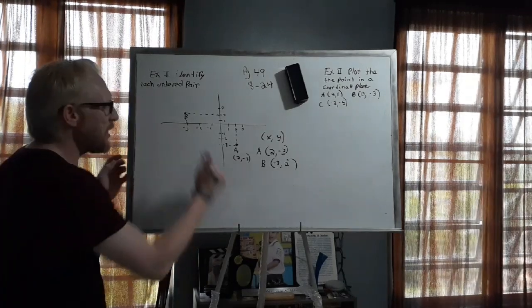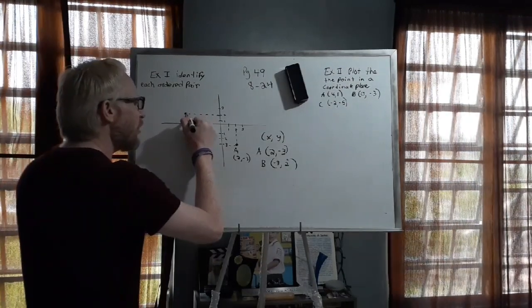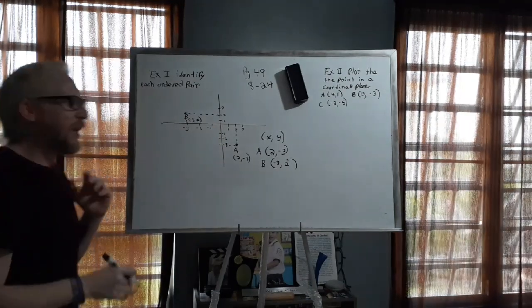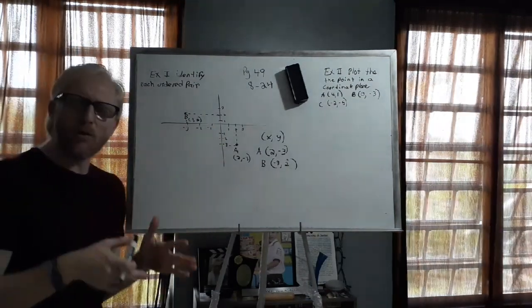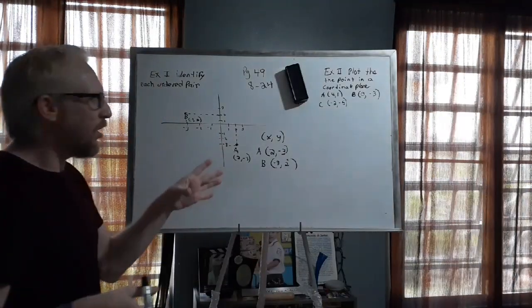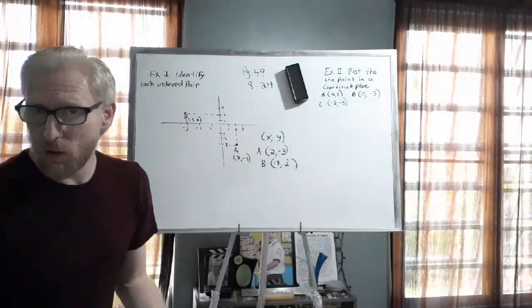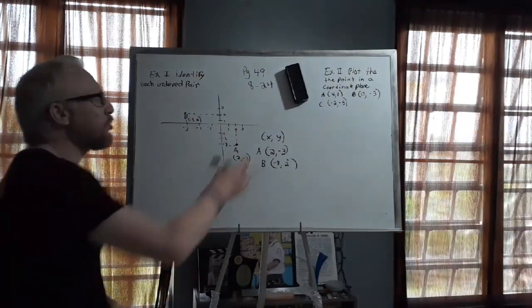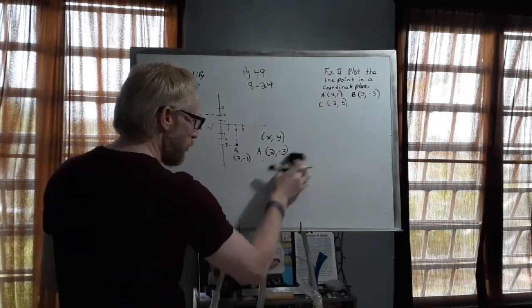The ordered pair for B is negative 3, and I can go ahead and write it here, negative 3 and positive 2. So that's how you identify ordered pairs based on the letters given to you in a coordinate plane. But what if I do the opposite? What if I want you to graph the ordered pairs?